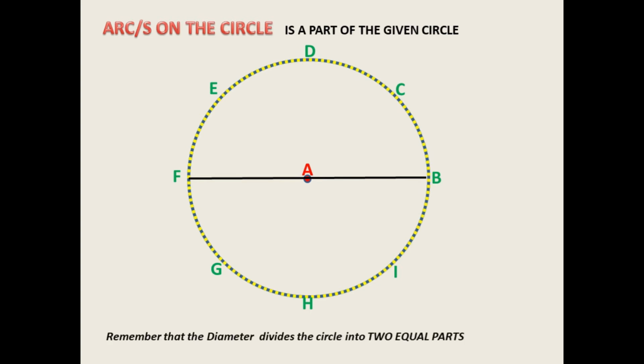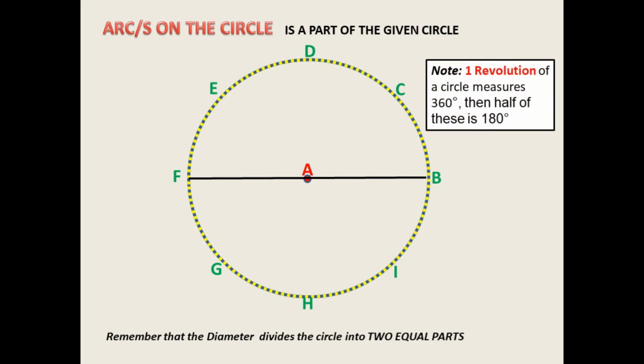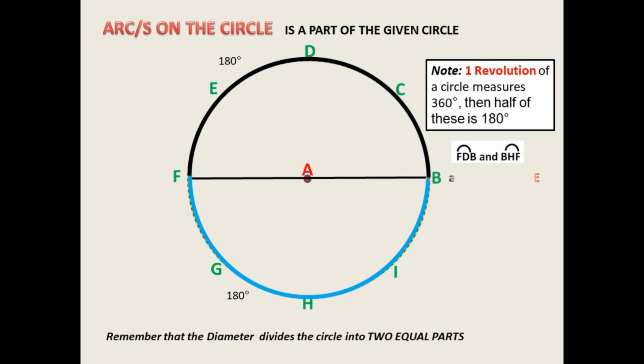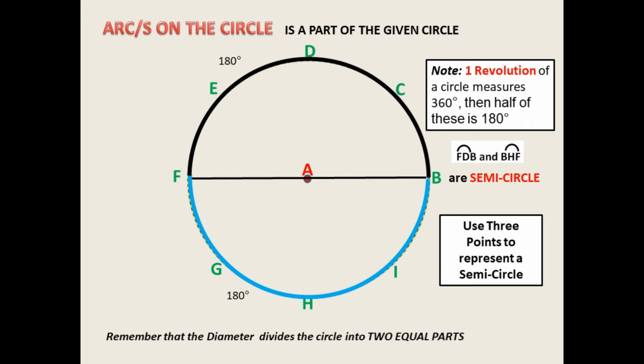Don't forget that the diameter divides the circle into equal parts. Therefore, if a circle has a measure of 360 degrees in one revolution, then half of this is 180 degrees. So arc FDB and arc BHF are semicircles. They measure exactly 180 degrees. We use 3 points to represent a semicircle.